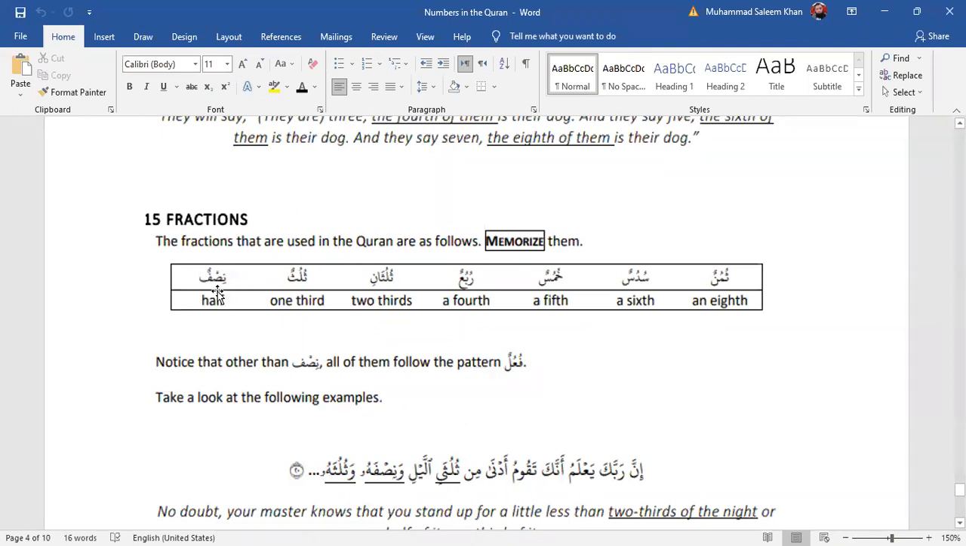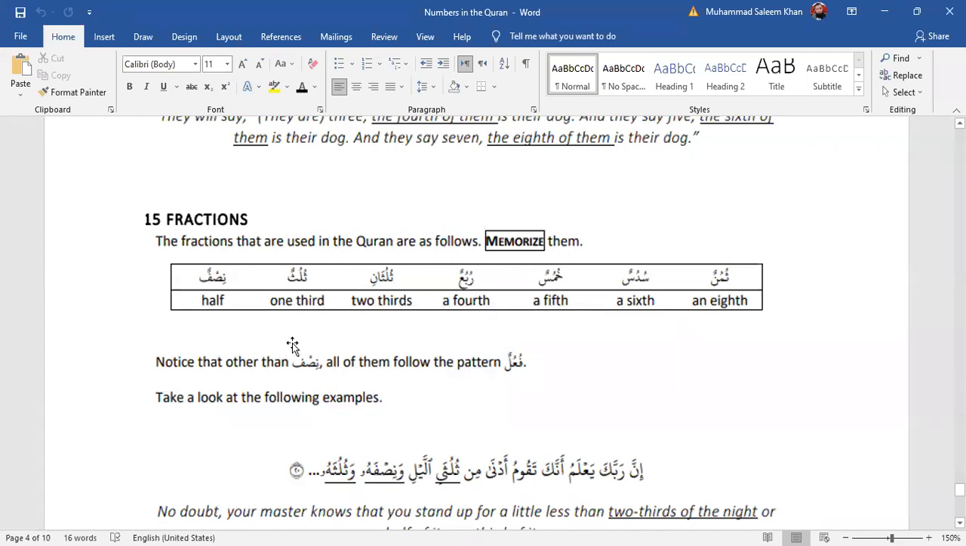So the fractions we have: nisfun. It's Surat al-Mujadila, sir. It's the third page of Surah Al-Mujadila, the seventh leaf. Nisfun, half. Thuluthun, one third. Thuluthani, two thirds. Rubu'un, a fourth. Khumusun, sudusun, and thumunun. Okay, so we have the fractions, and we learned about them in one of the lessons.